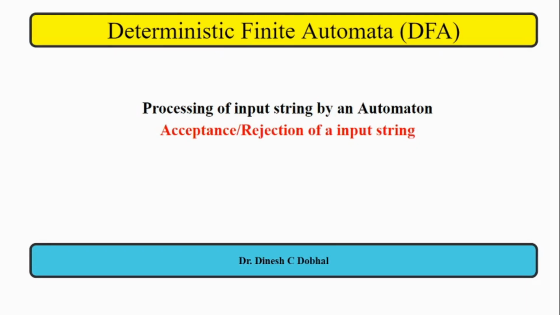Morning class. In the previous lecture we discussed how an input string is processed by the given automaton. In this lecture we will discuss how, for a given input string and a given automaton, we check whether the string is accepted or rejected. As we already discussed, the basic automaton has the facility to take a decision about its input string. So in this lecture we will see how the automaton decides whether the input string will be accepted or rejected.